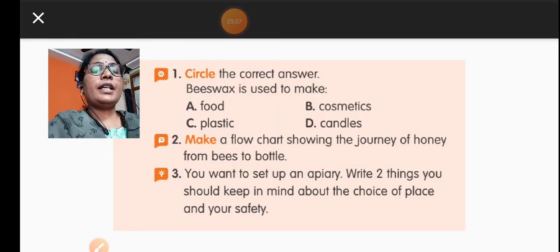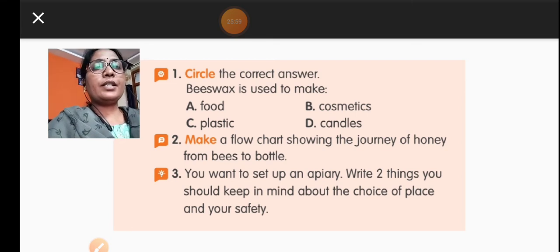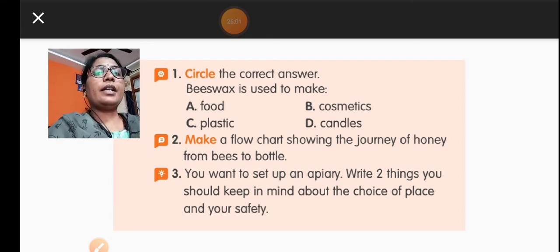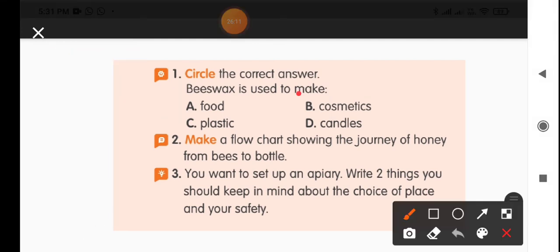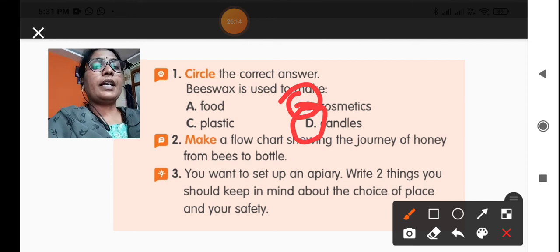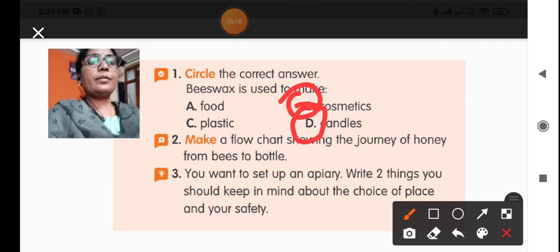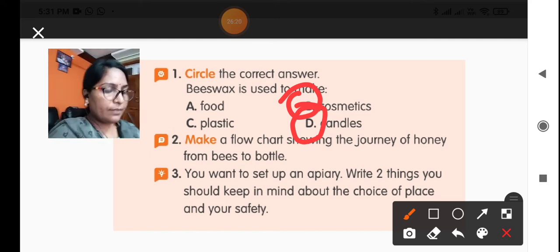This is the last lesson from your science textbook. So, circle the correct answer. Beeswax is used to make food, plastic, candles, cosmetics. Definitely B and D are correct answers. To make the candles and to make the cosmetics, we are using the wax.